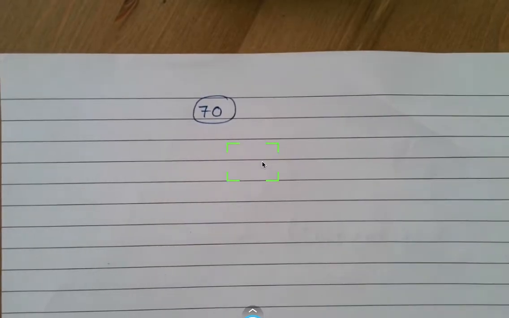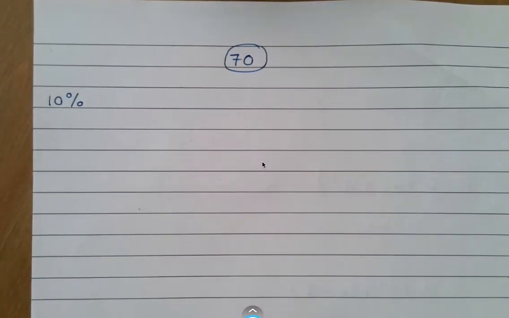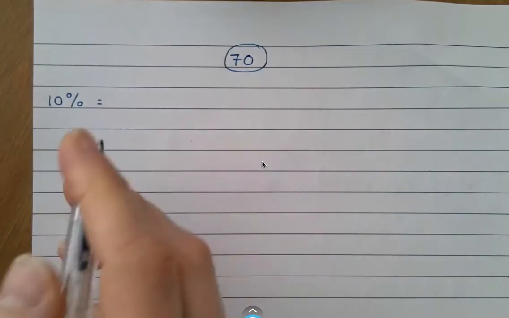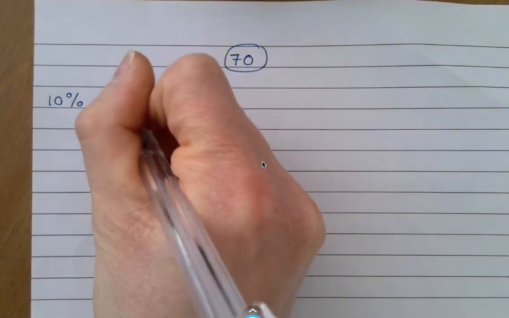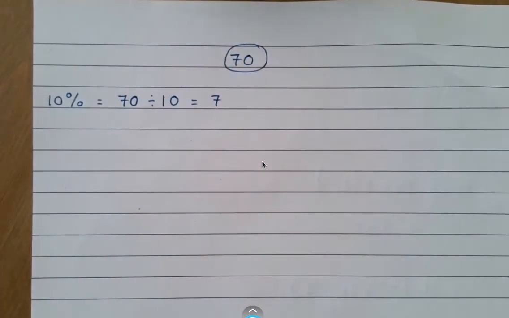So, say if I have something like 70. Sorry, let me make it a bit clearer. There we go. Okay, so say if I have something like 70. If I want to find 10% of 70, remember whenever we find 10%, we just divide by 10. So if I want 10% of 70, I'd do 70 divided by 10, so 10% is 7.